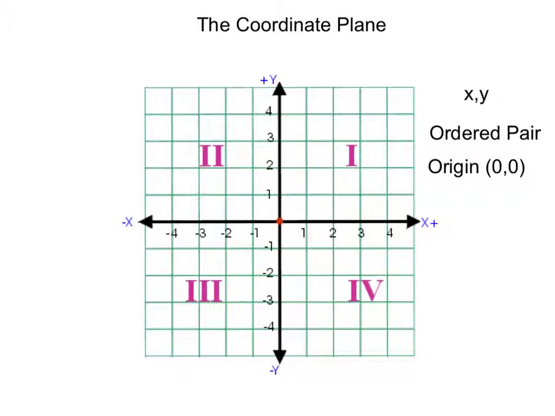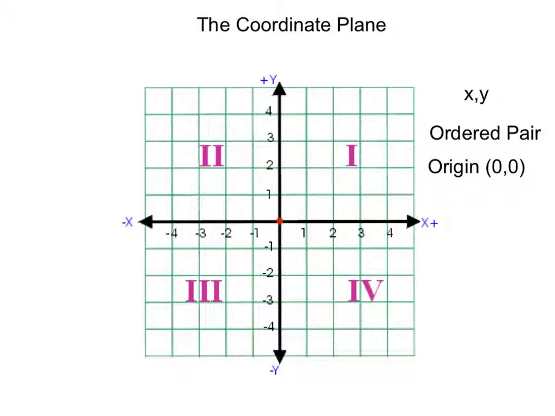Hopefully by now you should notice that I'm always talking about everything in terms of x first and y second. We always move left to right first and then up and down. And when we do this, we call this an ordered pair, because we have to go in order from left to right and then up and down.